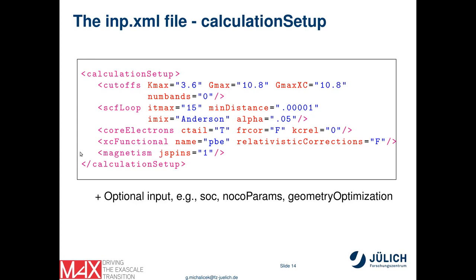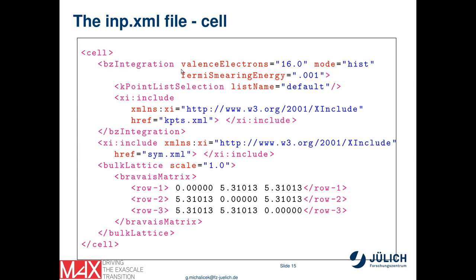non-magnetic. And then there's the cell section, and first thing we have to define there is the number of valence electrons, so in this case it's 16. And we also define there some smearing for the occupation function. Then we have to define what list of k points we want to use. So we can have different lists in our input, and here we select the list by a certain name. And next, the lists are actually included, and they are typically stored in this external file kpts.xml. And then in a similar way, we also include the symmetry operations that are typically stored in the sym.xml file. And finally, we have to define the Bravais matrix for the unit cell. This you see here. So this is a conventional FCC like unit cell.